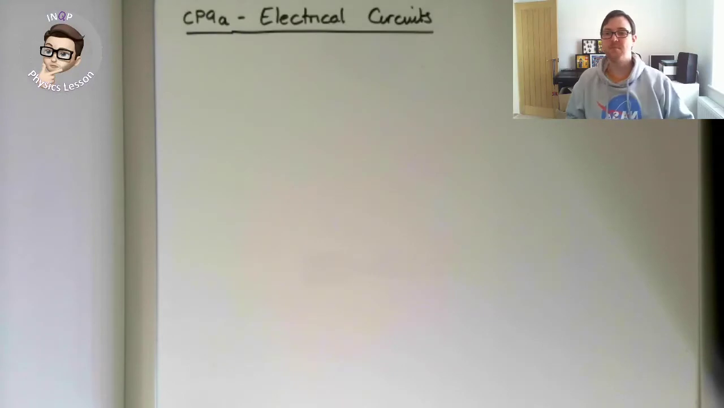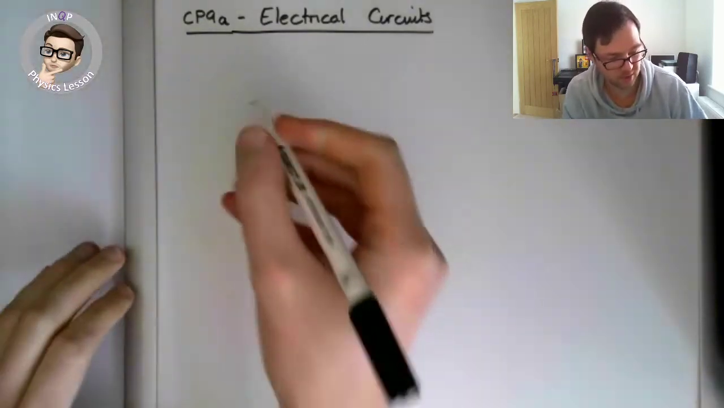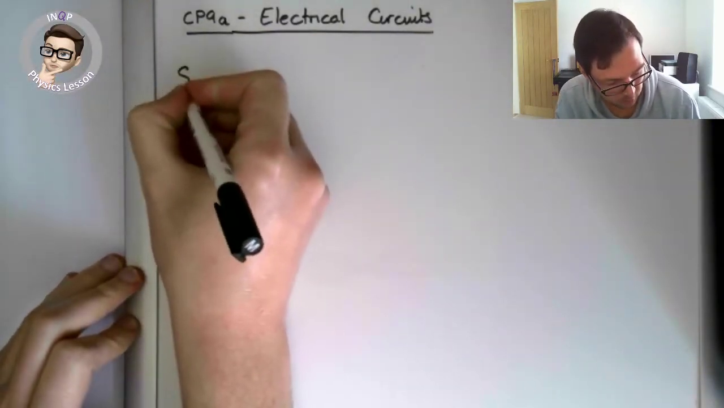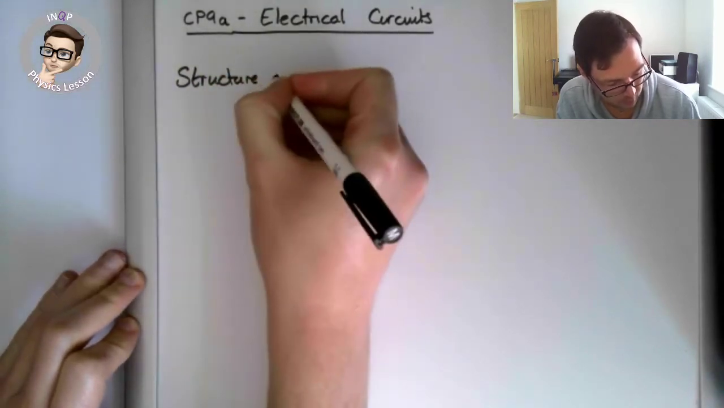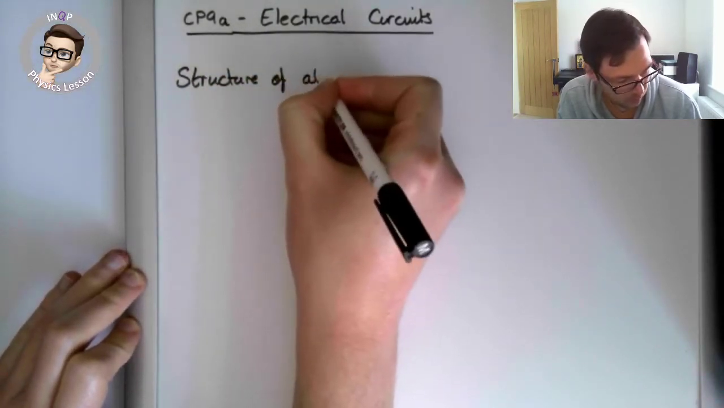Morning Year 10. Today we're going to talk about electrical circuits. We're moving on to a new topic. So without further ado, let's get going. Make sure you're writing down what we're doing today as we go along.